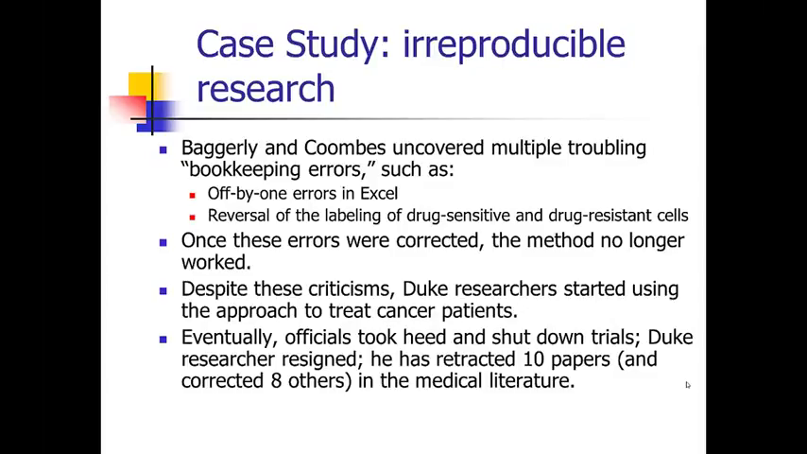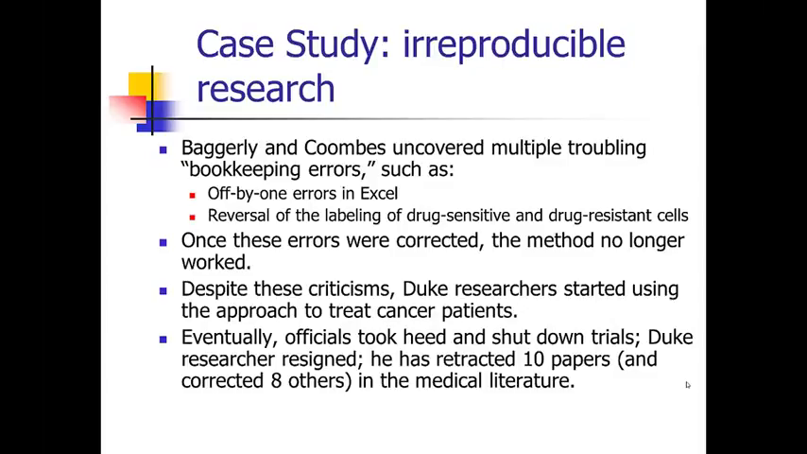What finally broke the story was that somebody identified that the main researcher at Duke who had been responsible for these papers had lied on his CV about being a Rhodes Scholar. If you talk about errors in the data, people's eyes glaze over, but if you talk about somebody falsifying their CV, that got everybody paying attention. So the officials finally took heed and shut down the trials at Duke.